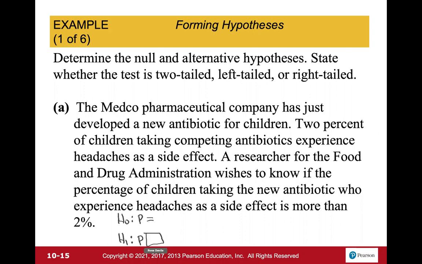So now we have three options for this one here for our alternative. And a researcher from the Food and Drug Administration wishes to know if the percentage of children taking the new antibiotic who experience headaches as a side effect is more than 2%. So the number here is going to be 2%. 2% here as well. And here, more than 2%. So more than 2% is going to be greater than. And from here, since it's greater than, our inequality is pointing to the right side. So it's going to be a right tail test. And there we go. Let's see if we missed anything.